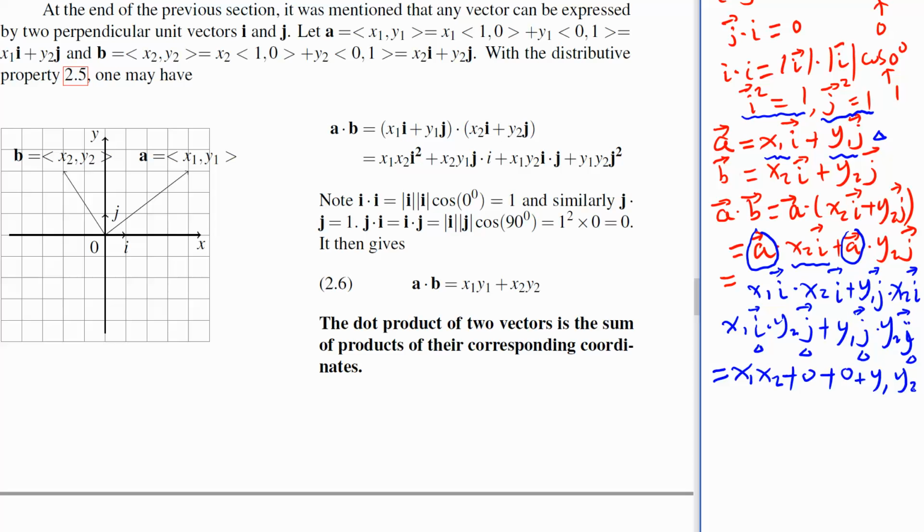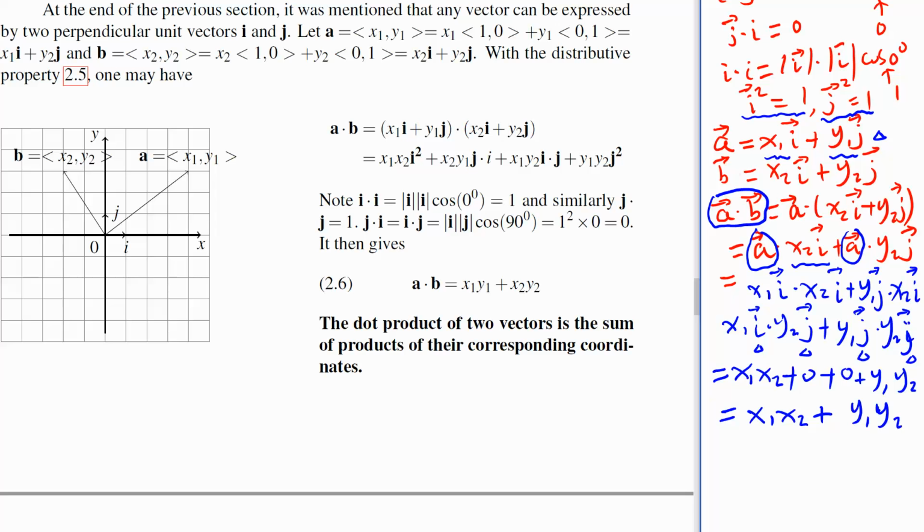Okay, so this basically tells us that if vector a dot b, then what you get is x1 times x2, plus y1, y2. You do not need to have this.